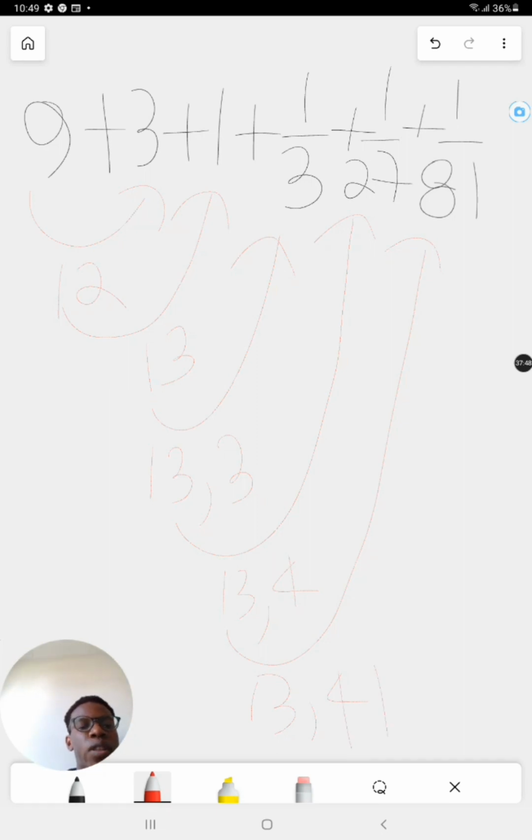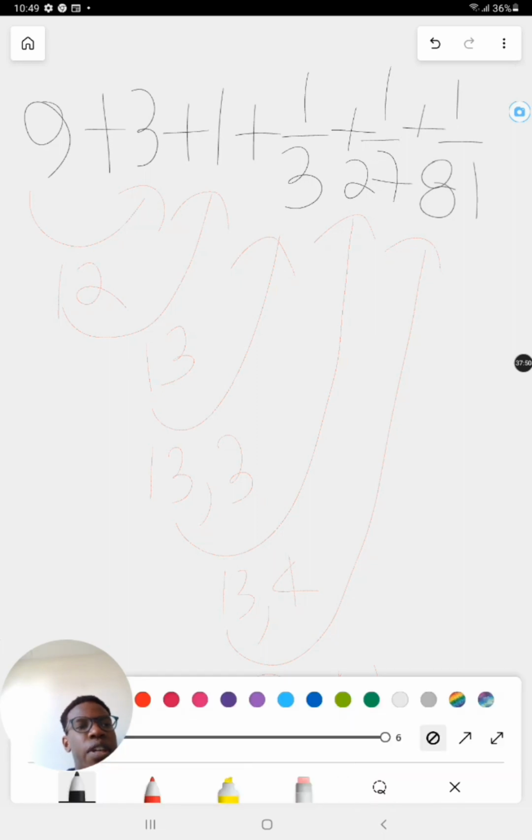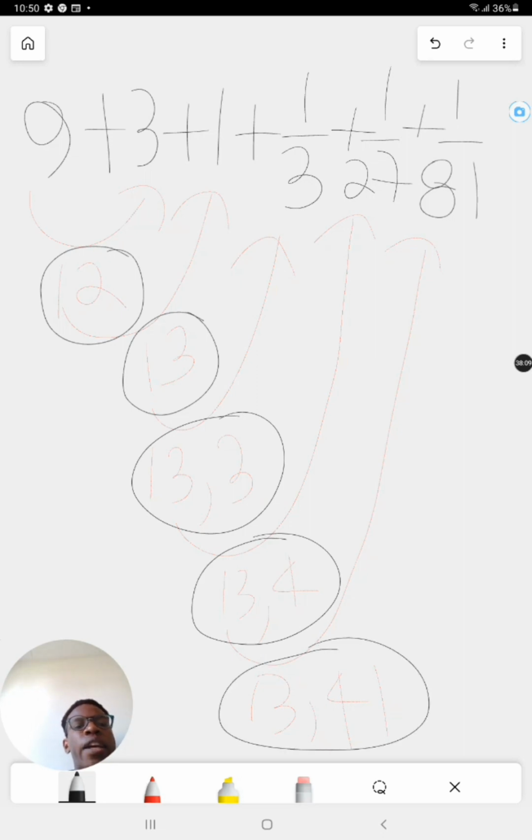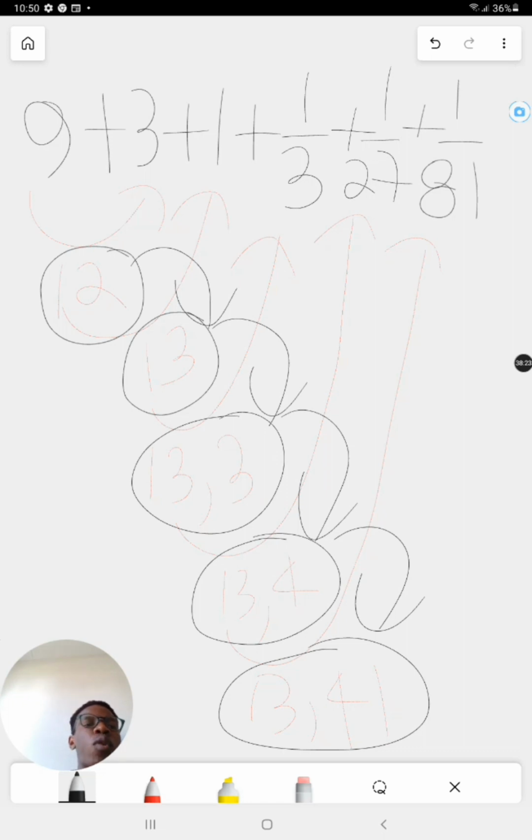As I'm adding the terms in the beginning, the numbers are changing slightly, but they're changing, right? We moved from 12 to 13, and then from 13 we added the next term and got 13,3. Then we added the next term and got 13,4. Then we added the next term and got 13,41. Do you see that the sum is changing less and less? It changes a lot in the beginning, and then it changes less and less as we move forward. We got 12, then 13, then 13,3, then 13,4, then 13,41.